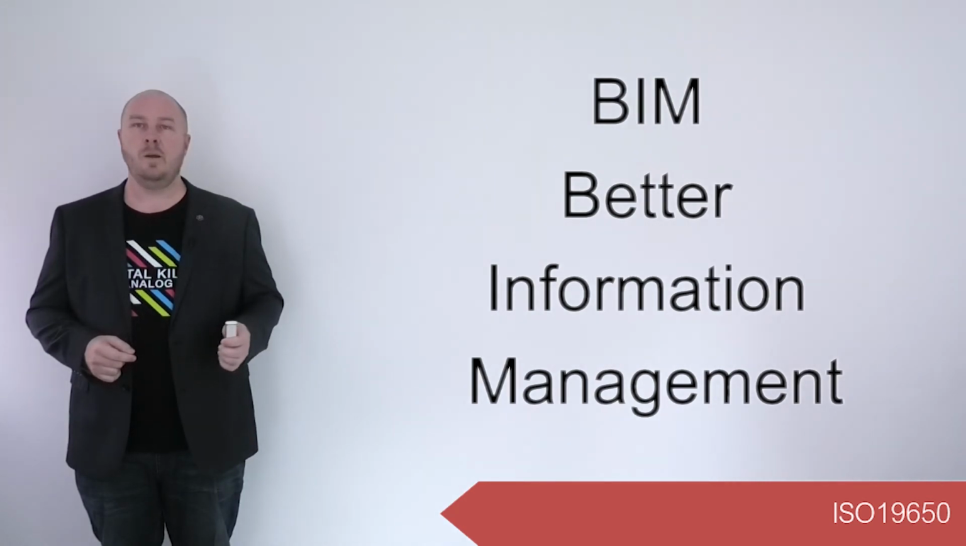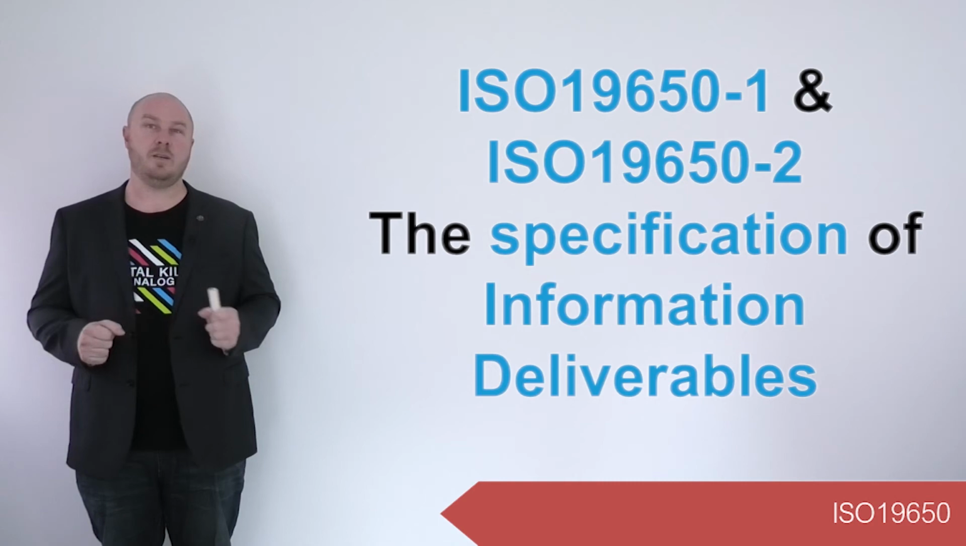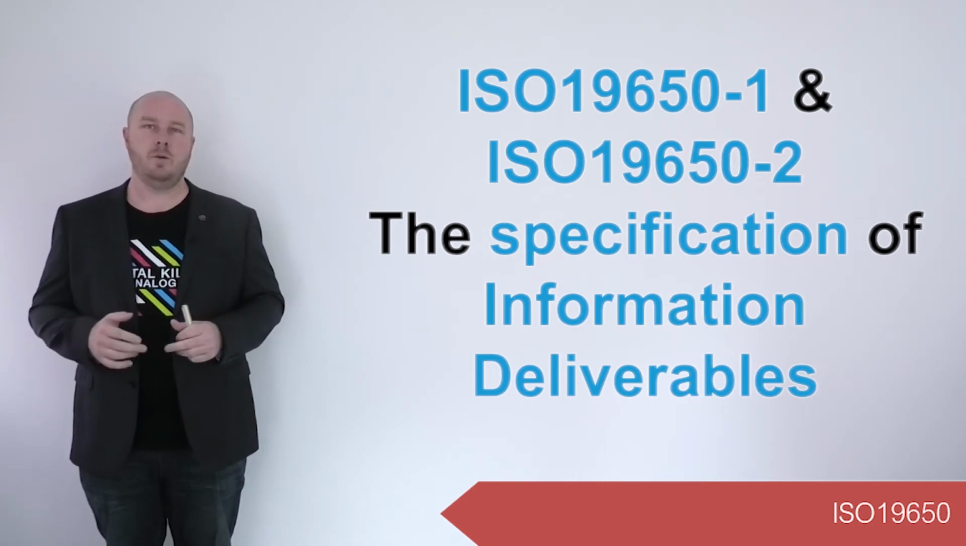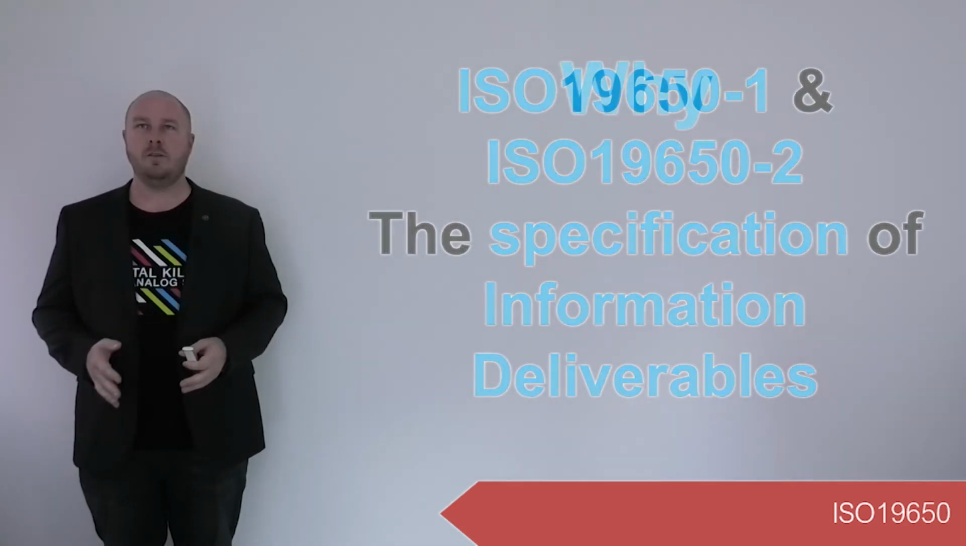So what we have here is ISO 19650-1 and ISO 19650-2, and really the role of those is the specification of information deliverables. So first of all, the client needs to advise why they want information.